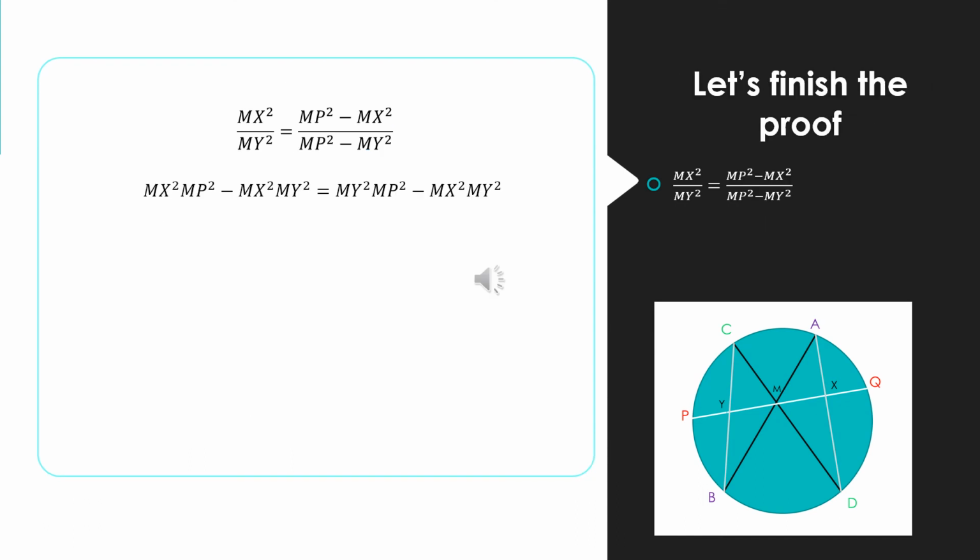Cross-multiplying yields MX squared times MP squared minus MX squared times MY squared equals MY squared times MP squared minus MX squared times MY squared. Subtracting out the MX squared times MY squared terms and then factoring out MP squared yields MX squared equals MY squared. So then MX equals MY, which completes our proof.